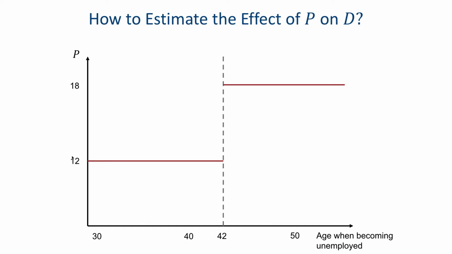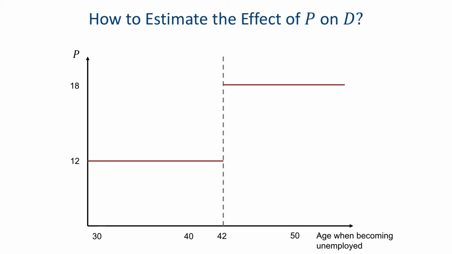And individuals who become unemployed when they are older than 42 are eligible for 18 months of UI benefits. This seems a bit arbitrary, but we will see that this actually has been the case in practice in a particular instance.